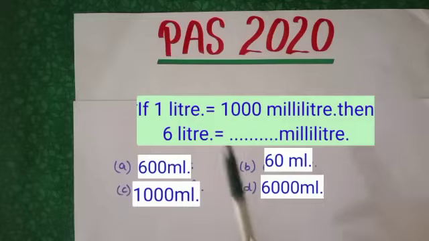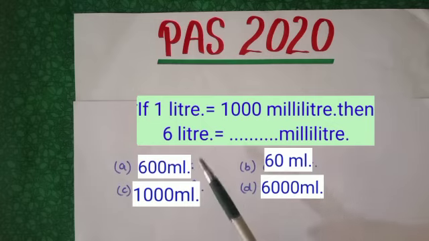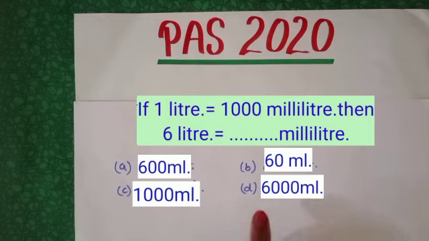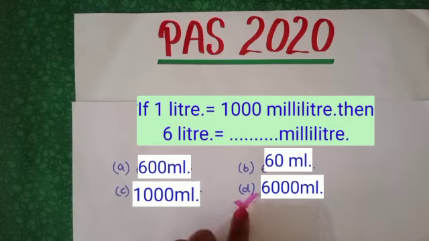Students, your past question is, if 1 liter is equal to 1000 milliliters, then 6 liters is equal to how many milliliters? Yes, right, it's option D, 6000 milliliters.